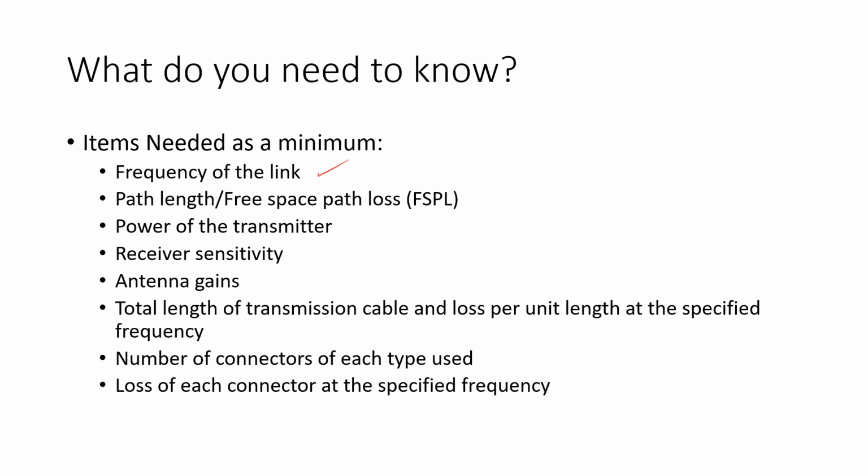We need to know the path length. We're given the path length, it's 1 kilometer, and from that path length we can calculate the free space path loss, which is the biggest loss in any of the system components. We need to know the power of the transmitter. Obviously the transmitter needs to operate within regulations, especially for an outdoor link. We need to understand the receiver sensitivity. The receiver sensitivity is the lowest value, usually specified in dBm, at which the receiver can usefully decode signals.